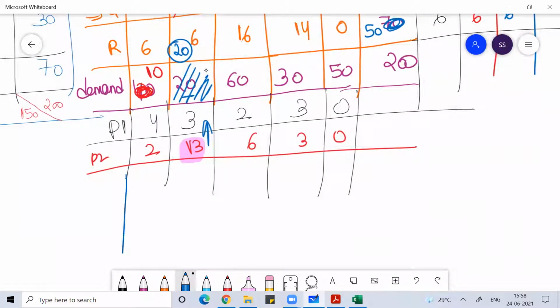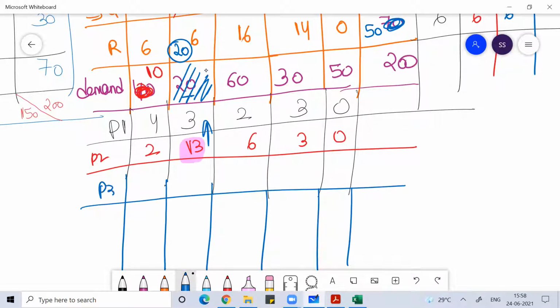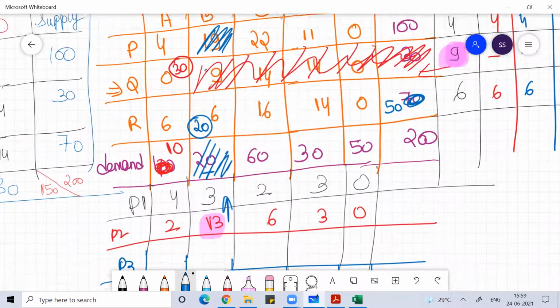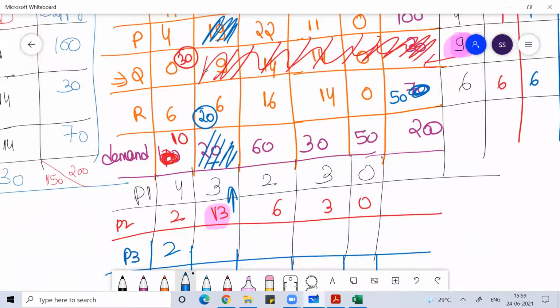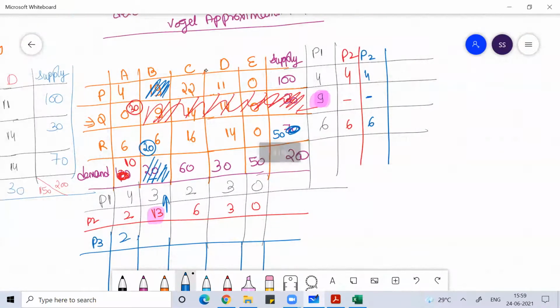Then this is P3. P3 is 2. Then this is done. This would be 6, this would be 3, this would be 0. So the largest value is 6. You can take any 6. Suppose I consider this 6.